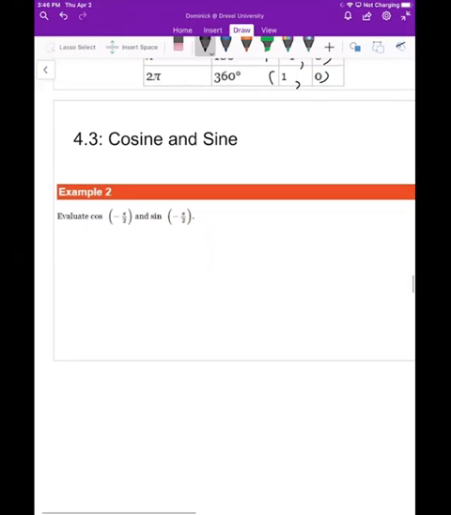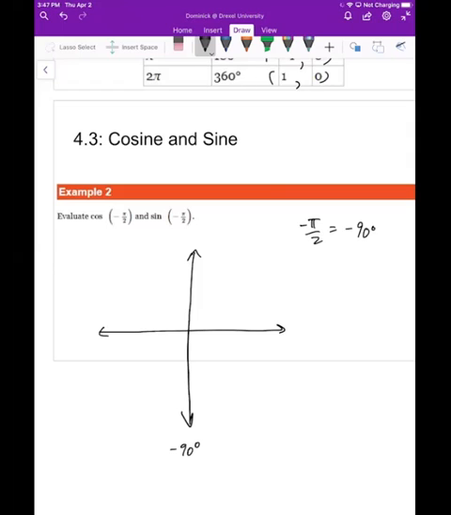All right, let's look at cosine of negative pi over 2 and sine of negative pi over 2. Well, negative pi over 2 is the opposite of what we just did. This is negative 90 degrees, which of course is down here on the unit circle. My circles are not very good in this video. But anyway, our x coordinate is 0, and our y coordinate is negative 1 here, since we're below the x-axis.